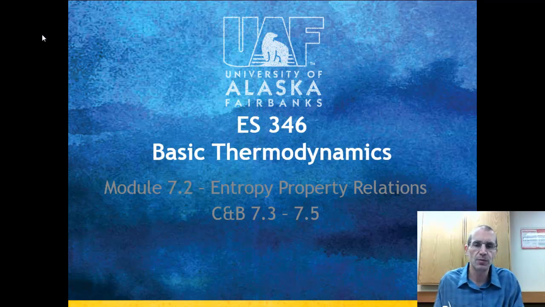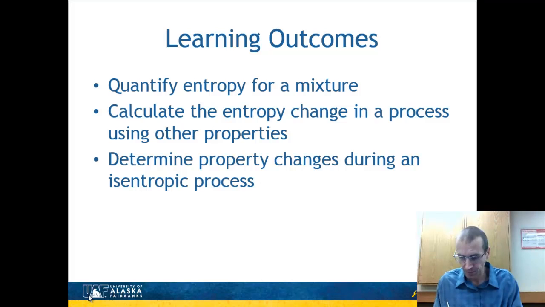This is module 7.2, Entropy Property Relations. The sections in the textbook are 7.3 to 7.5. Here are the three learning outcomes. At the end, you'll be able to quantify entropy change for a mixture, you'll be able to calculate the entropy change in a process using other properties, and you'll be able to determine property changes during an isentropic process.